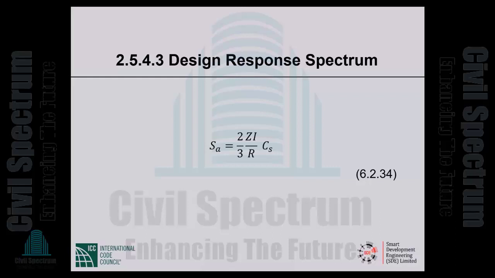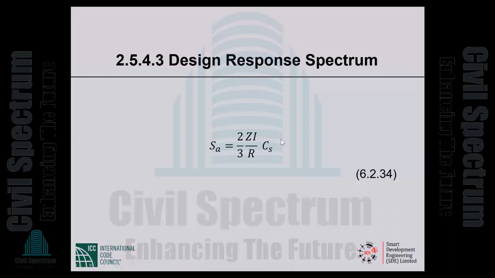So this is kind of the design base shear equation, because S sub A times the mass of the structure is the base shear, or spectral acceleration times the seismic weight divided by g, the acceleration of gravity, is the base shear. So this actually is the design base shear equation of BNBC 2020, 2/3 Z I over R times C sub S.